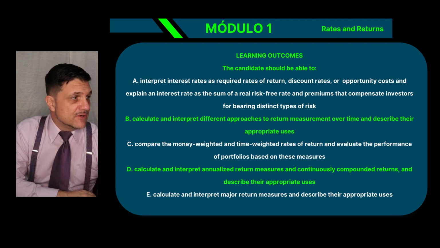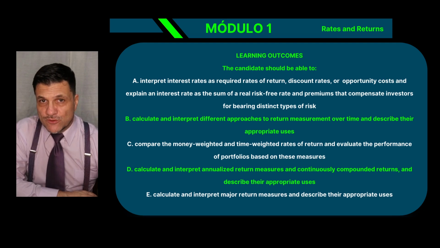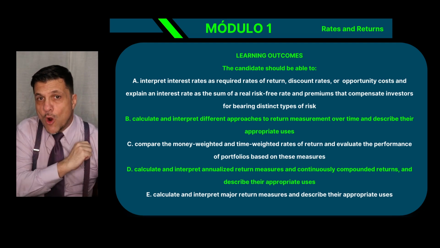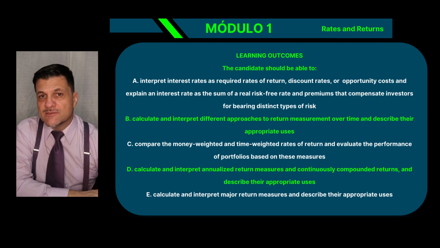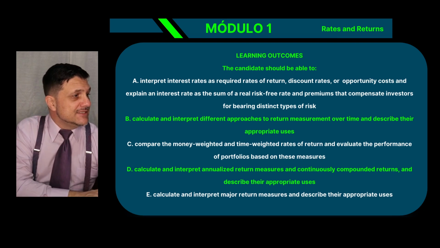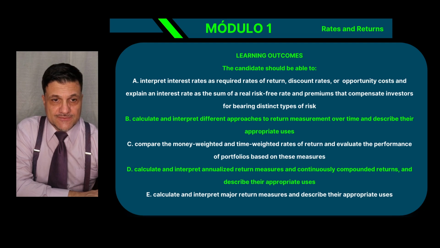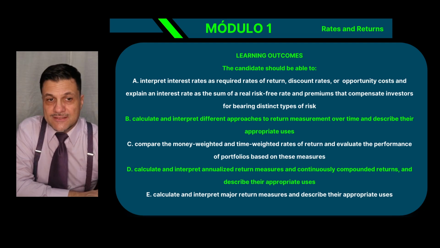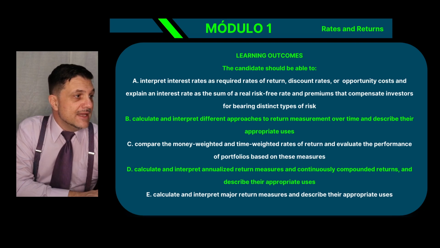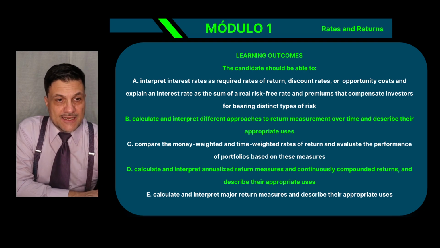Learning outcomes. What do you need? What does the candidate need to know? So we go to the first one. And take a look at the command word here, friends. The first word is called the command word. It's going to be extremely important for you on level 3. Eventually, we'll explain why. So it says interpret interest rate. Look at that. Interpret interest rate as rate of return, discount rate, or opportunity cost. Right? And explain that the interest rate is the sum of the risk-free rate and premiums, right? So interpret and explain here. Okay, you have 2 commands there.